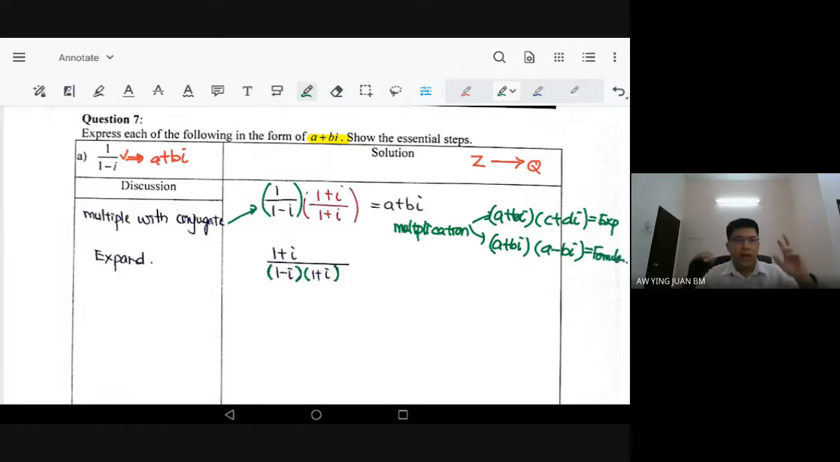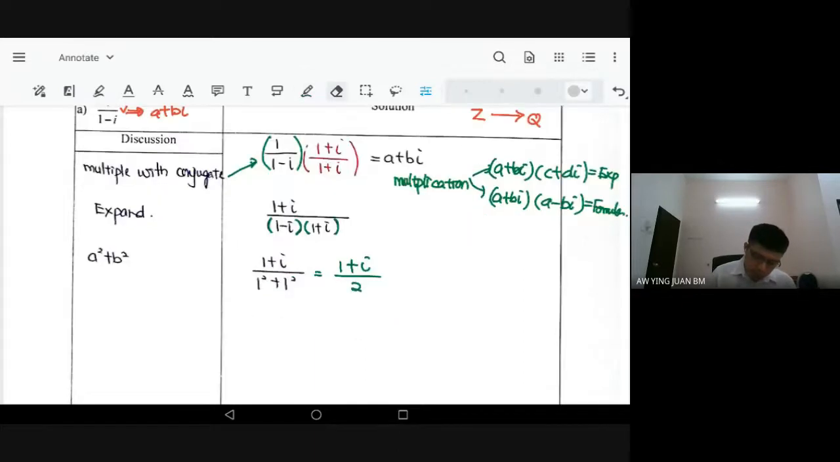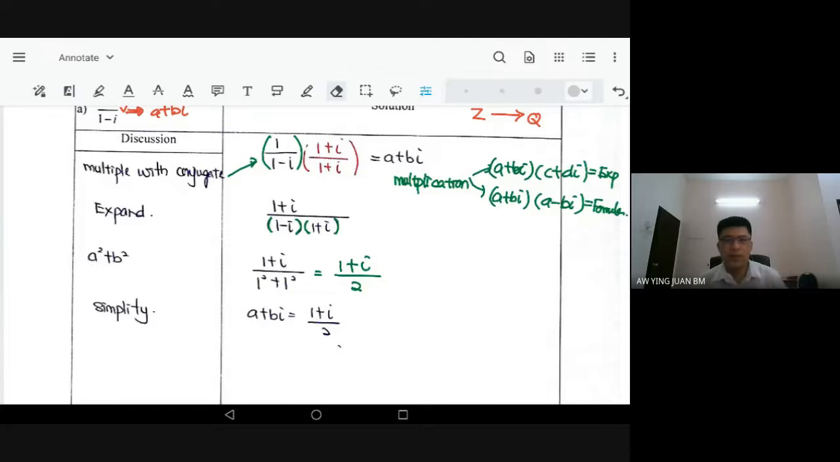Fikir-fikirkan. Expand atau formula. So, my advice is formula. So, kalau formula, saya dah kata, mesti kena tunjuk you are using the formula A squared plus B squared. Mesti kena tunjuk. Tulislah dekat bahagian discussion. So, very simple. Lepas you dah dapat, you pun buatlah 1 plus I over 2. Okay? So, kita pun simplify. Refers to the question. Question nak apa? A plus BI. Faham? A plus BI. So, kalau A plus BI, ini bentuk dia.